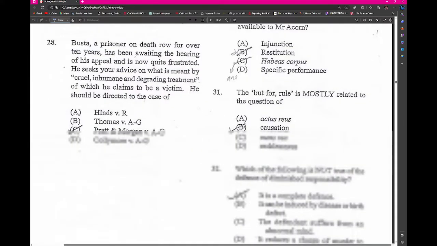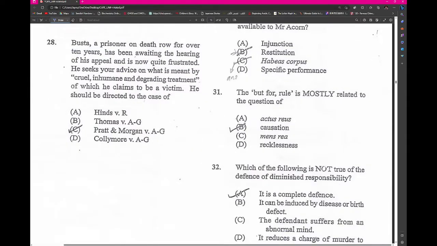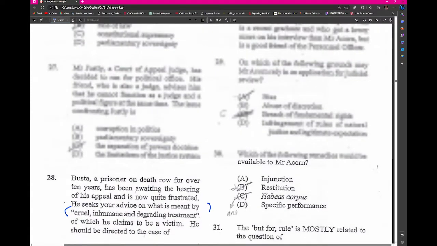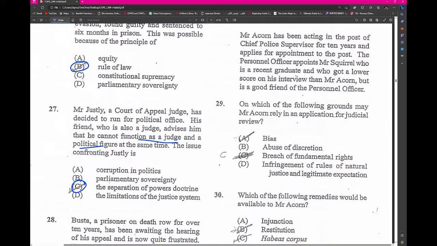Buster, a prisoner on death row for over 10 years, has been awaiting the hearing. Alright, I think this case speaks about Pratt and Morgan versus Attorney General of Jamaica. Alright, we have a case like that. Mr. Acorn, we're looking at. Thinking D would be the best answer here, legitimate expectations.